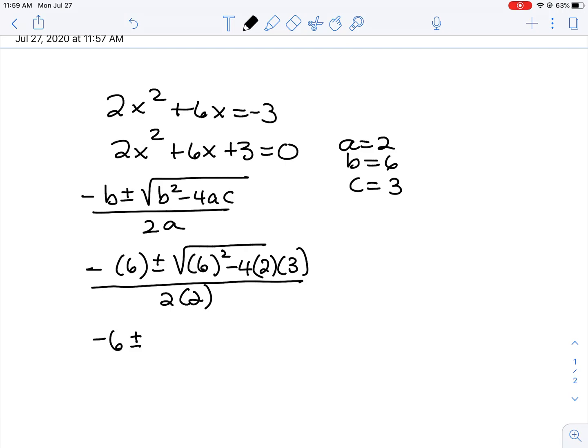Okay, the next thing you're going to do is calculate your 6 squared minus 4 times 2 times 3. And in this case, that simplifies to 12. And then on the bottom, 2 times 2 is 4.